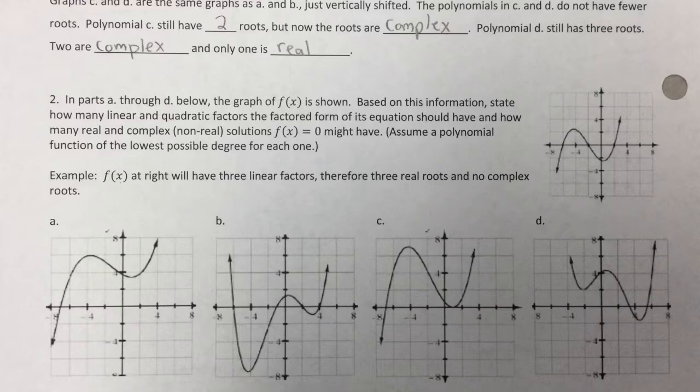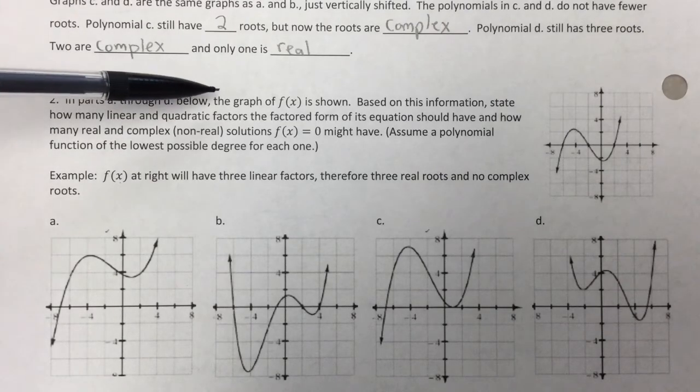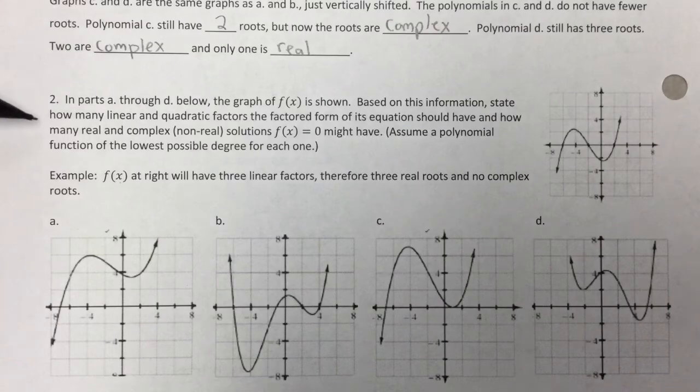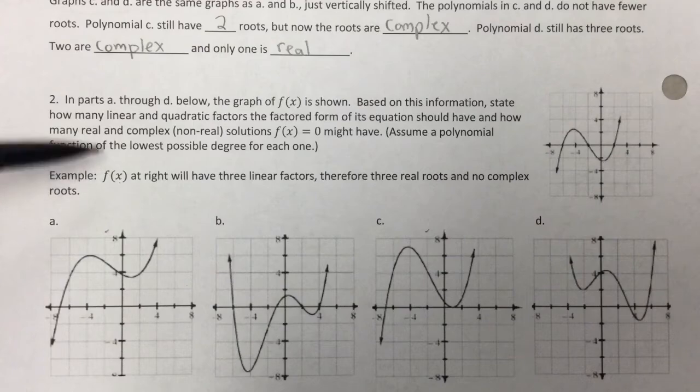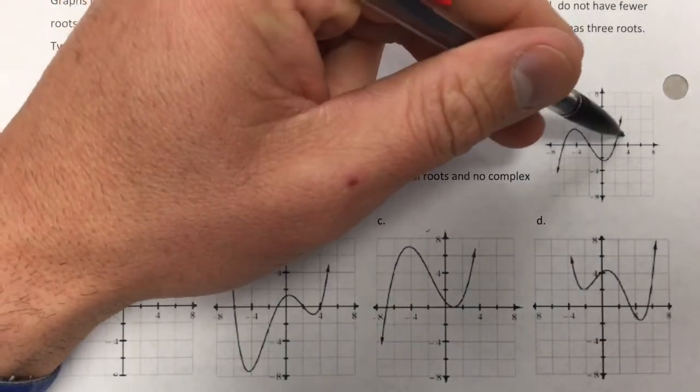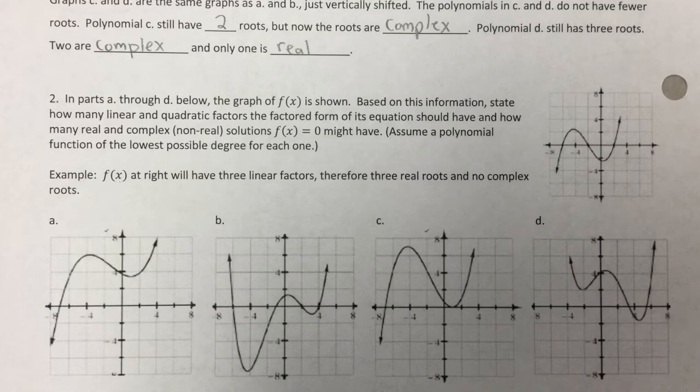All right, so in parts A through D below, the graph f of x is shown. Based on this information, state how many linear and quadratic factors the factored form of its equation should have, and how many real or complex solutions f of x equals 0 might have. Assume the polynomial function of the lowest possible degree for each one. That just means if it's bouncing, it's a degree 2. If it's crossing, degree 1, unless it's doing the cubic. Example, f of x at right has 3 linear factors because it's crossing straight through 3 times. Therefore, 3 real roots and no complex roots.